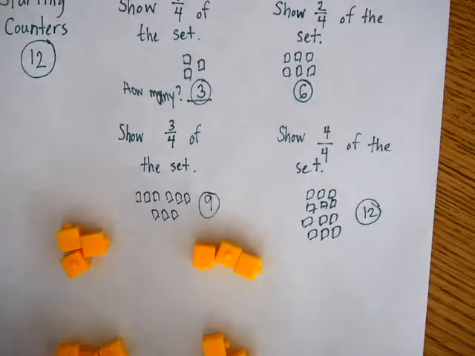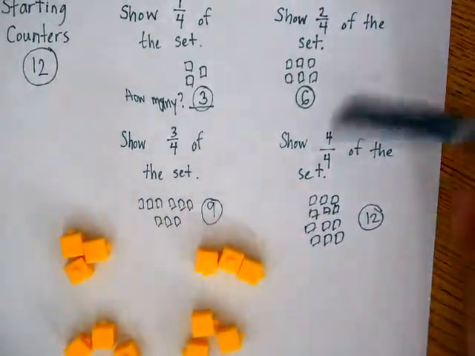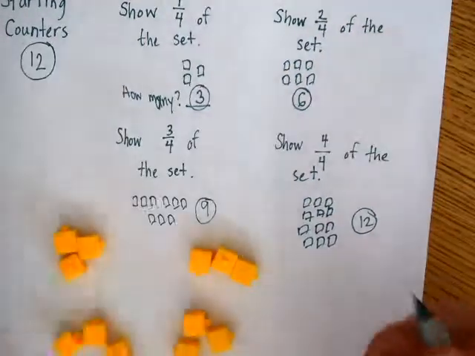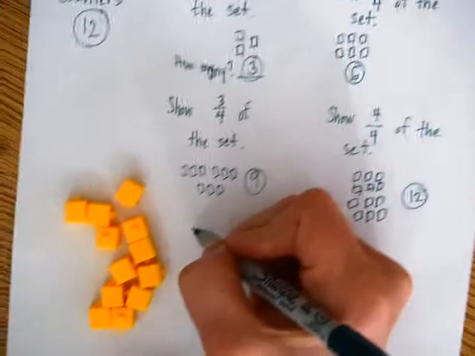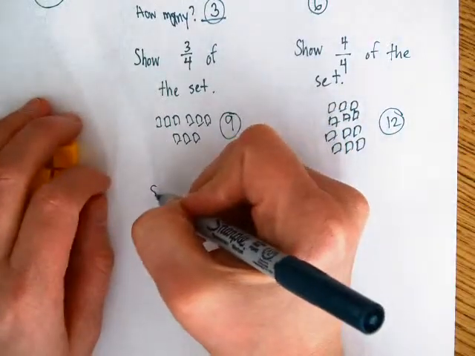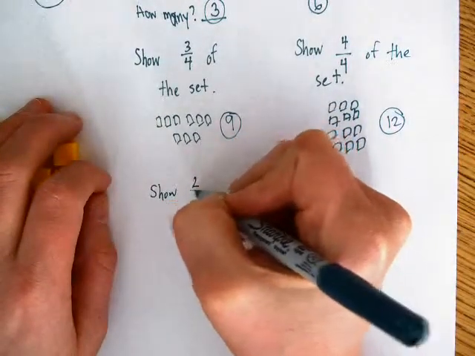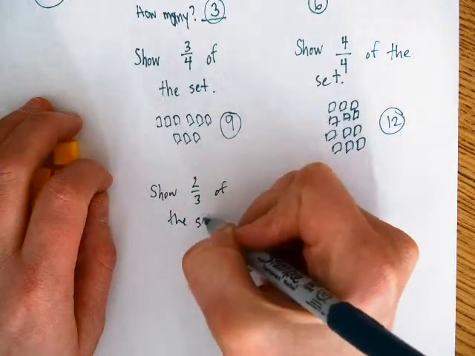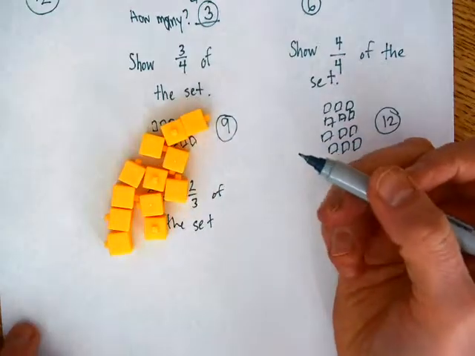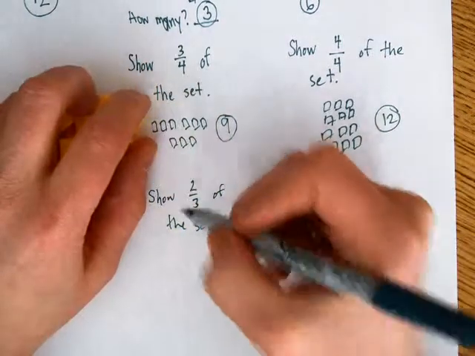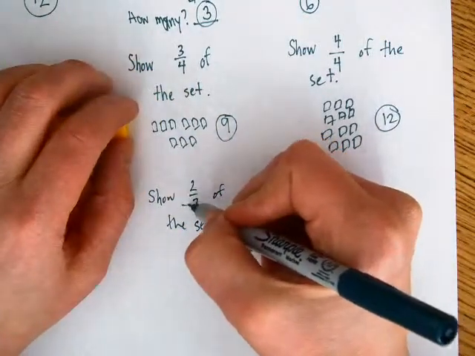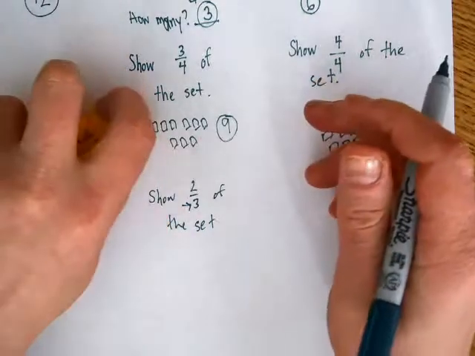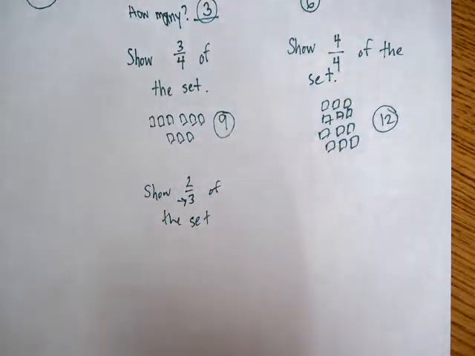Alright, now I was lucky because each of these asked me to have it into 4ths. But I might have had one that said show 2/3 of the set. In that case, I have to put all my cubes back together. I have to make groups of not 4 anymore, groups of 3, because that's what the denominator tells me. Okay, and so I'm going to make groups of 3. I have to start the process again.